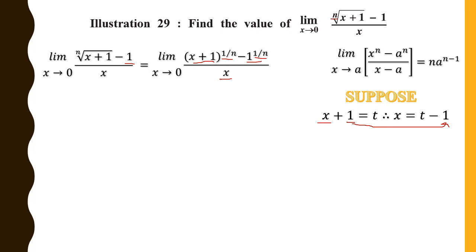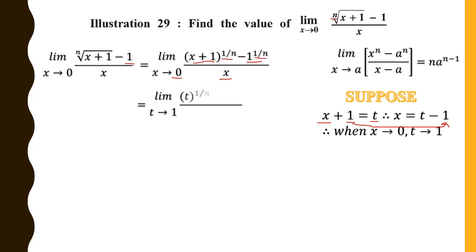So in the numerator x plus 1 I will write t, and in the denominator x I will write t minus 1. Now here x tends to 0. So if I take x as 0, t will be 1. So when x tends to 0, t tends to 1. So x plus 1 is equal to t, x is equal to t minus 1, and t tends to 1. These are the three values which I am going to put into my equation.